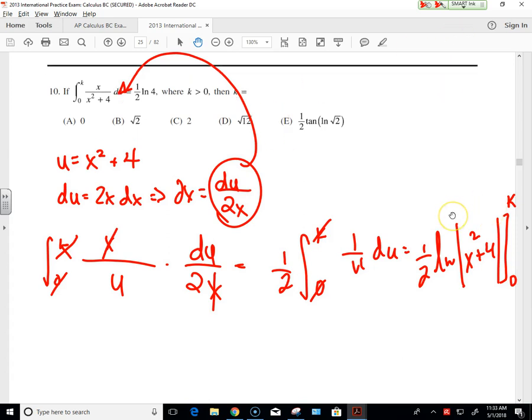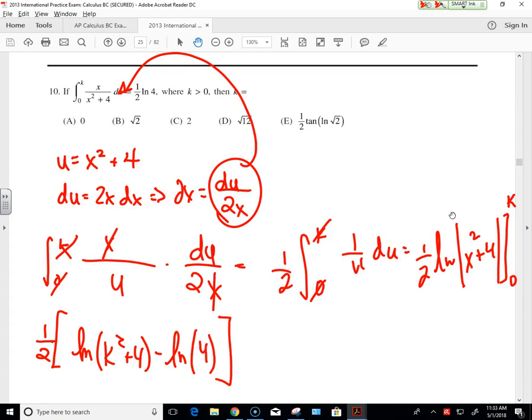Okay. Then we go ahead and plug and chug, and when we plug and chug, you end up with a 1/2 out front. You got it, Corey? ln of k squared plus 4 minus ln of 4. And then solve. Was anybody needing me to keep going on this? We're okay? Okay. Gabby, go ahead.